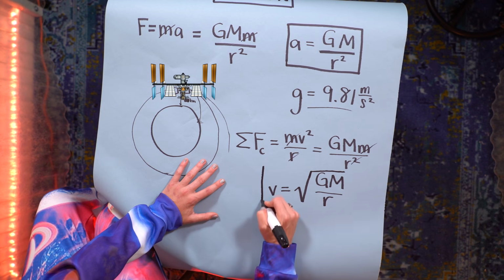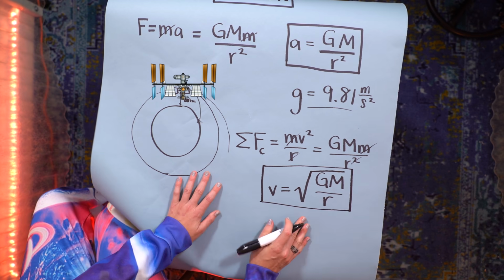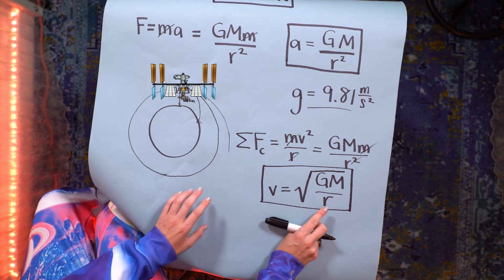So this is our equation for orbital velocity based off of the mass and the radius of the thing that you're orbiting. The masses cancel. So the mass of the ISS doesn't affect its orbital velocity. It better not, otherwise when astronauts stepped outside to do some repairs, they would have a real problem.